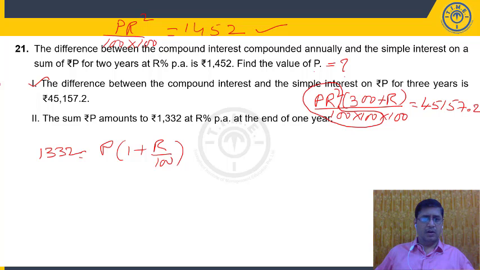P is equal to 1452 into 100 by R square. Substitute, simplify, you will get the R value. Now substitute R here, you will get the P value. Means it is possible to answer with the second statement as well. Statement 1 and statement 2 individually are sufficient to answer the question. Means choice 3. It is possible to answer with either of the statements. Either 1 or 2 is sufficient to answer. The right choice is option 3.